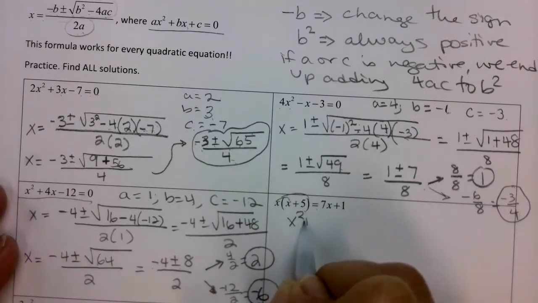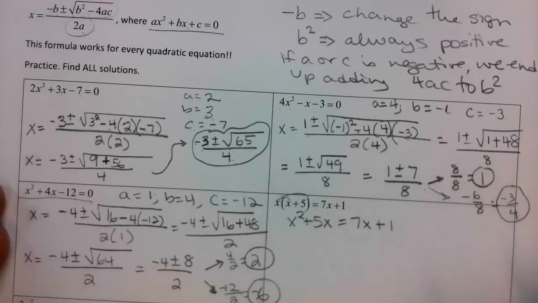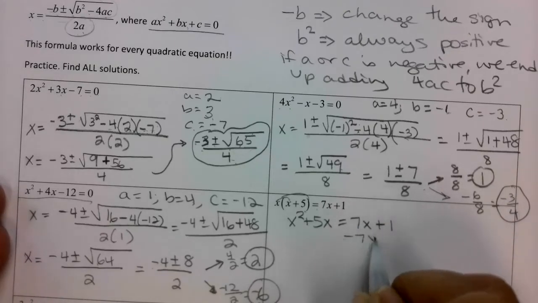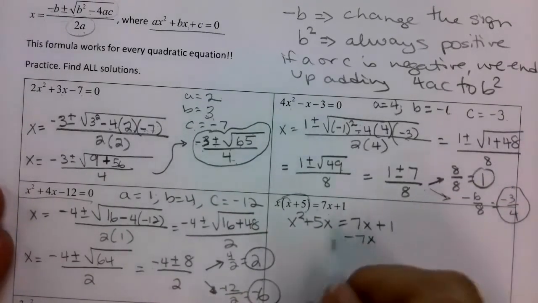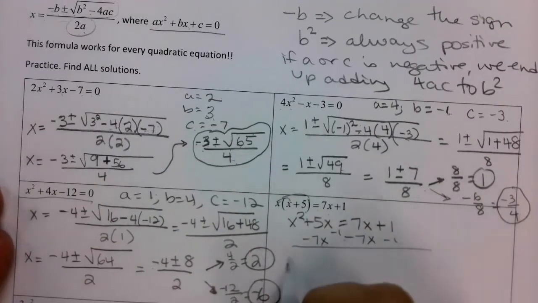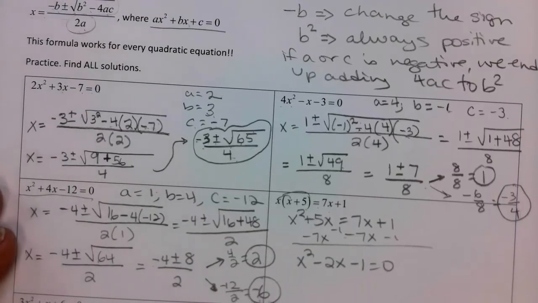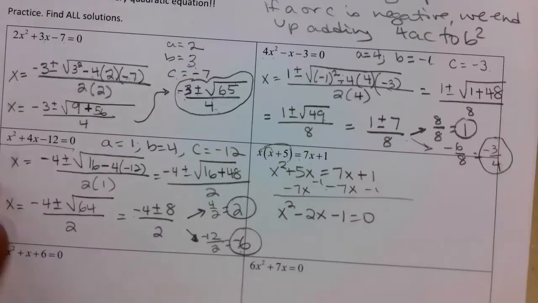So x squared plus 5x equals 7x plus 1. So there's the distribute. I need a 0, right? So I'm going to choose the right side. You don't have to. I do, just because it makes me feel better. So subtract 7x from both sides, subtract 1 from both sides. Where do we get? x squared minus 2x minus 1 equals 0. I didn't leave myself very much room to do that one. Sorry about that. So what are we going to get?